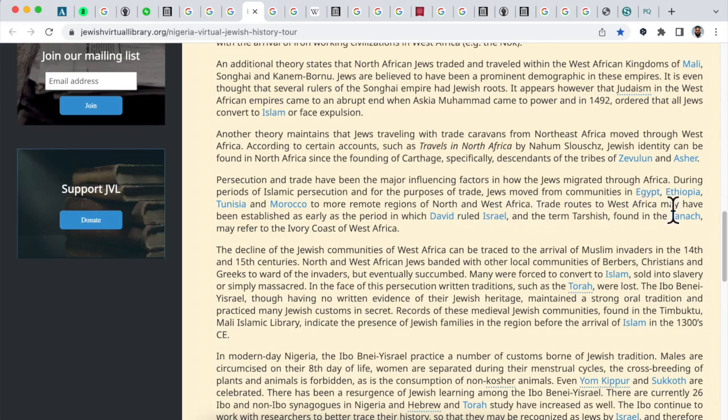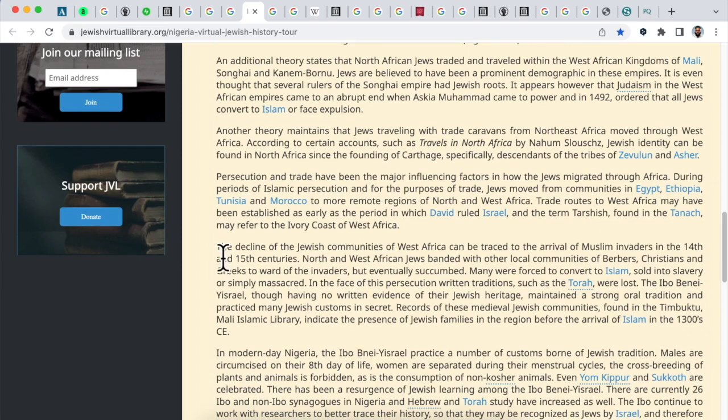Trade routes to West Africa may have been established as early as the period in which David ruled Israel, and the term Tarshish, found in the Tanakh, which is the Hebrew Bible, may refer to the Ivory Coast of West Africa. One last part of this page that I want to read right here.